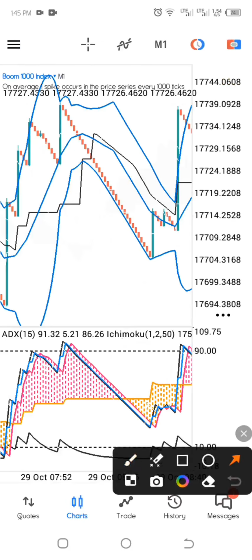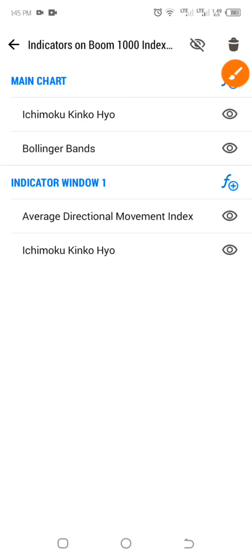Talking about the indicators, this blue line right here is the Bollinger Bands, and this black line right here is the Ichimoku. This one right here is the Ichimoku as well, and this one is the ADX, with this dot you are seeing right here being the ADX. Okay, so let's go here now.